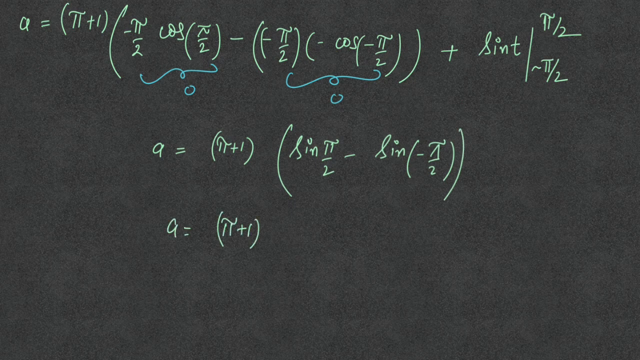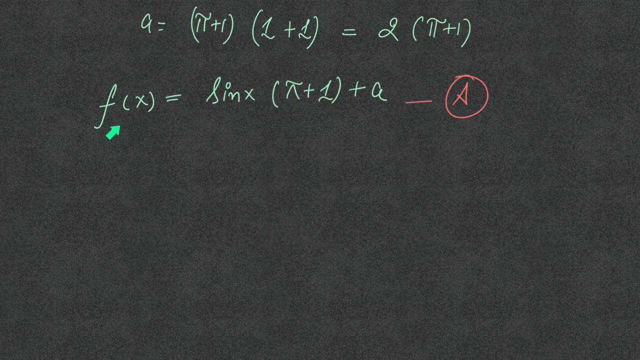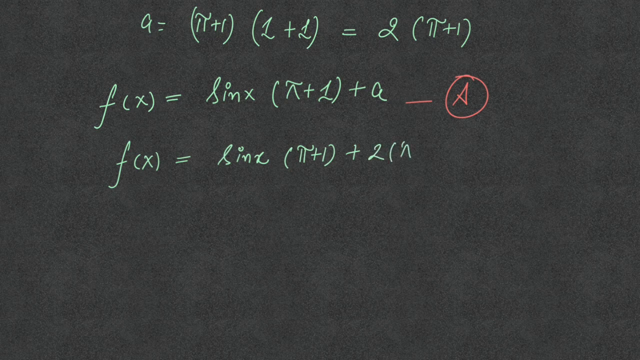Sine pi by 2 is 1. Sine of minus pi by 2 is also minus 1. So 1 plus 1 becomes 2, which is equal to 2 times (pi plus 1). Since f(x) is equal to this, putting the value of a here, f(x) is equal to sine x into (pi plus 1) plus 2 times (pi plus 1).